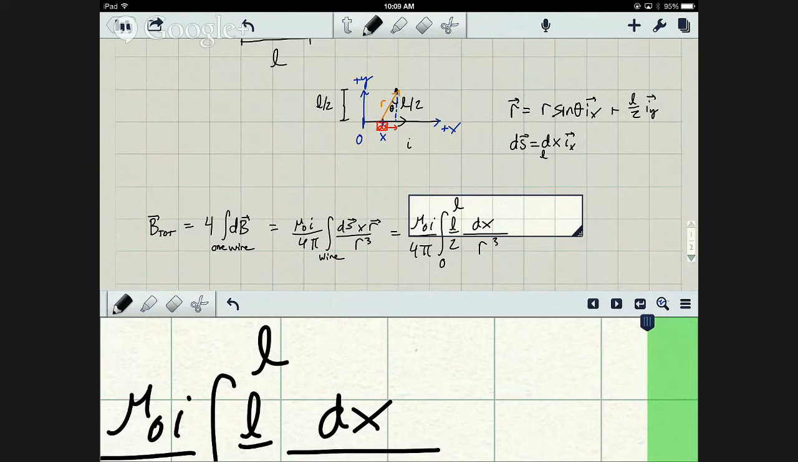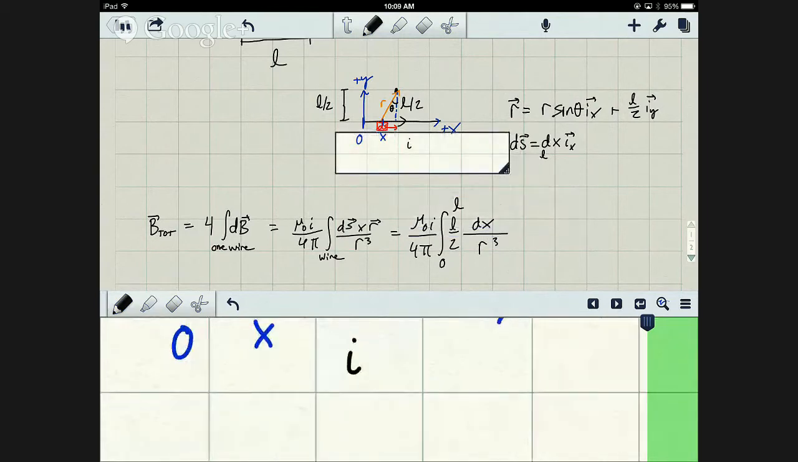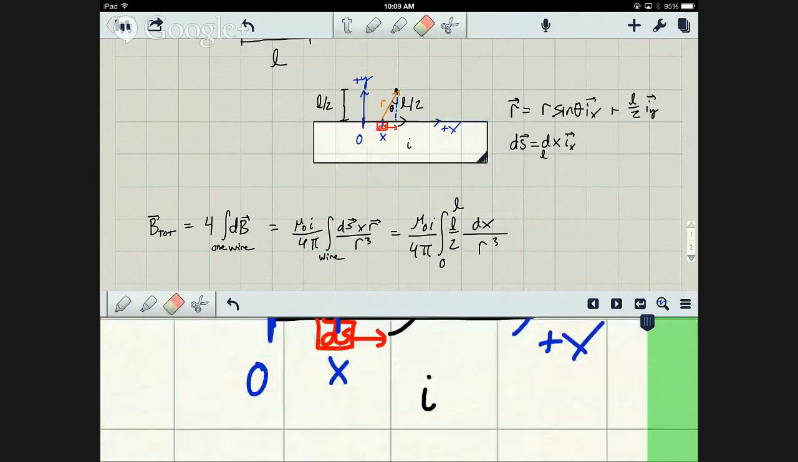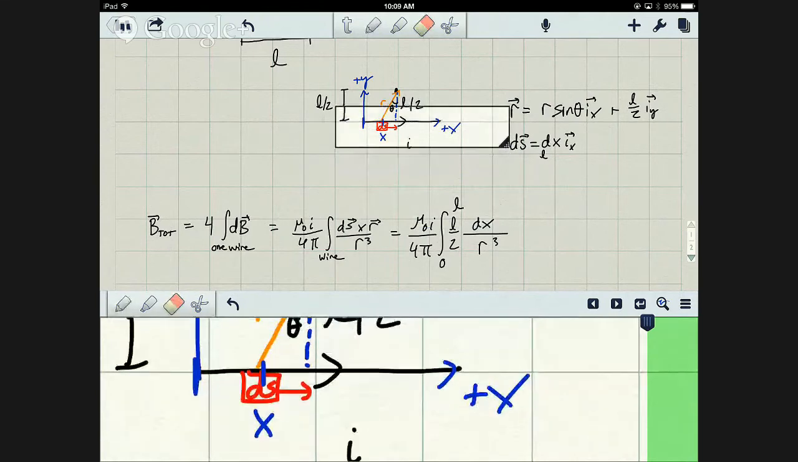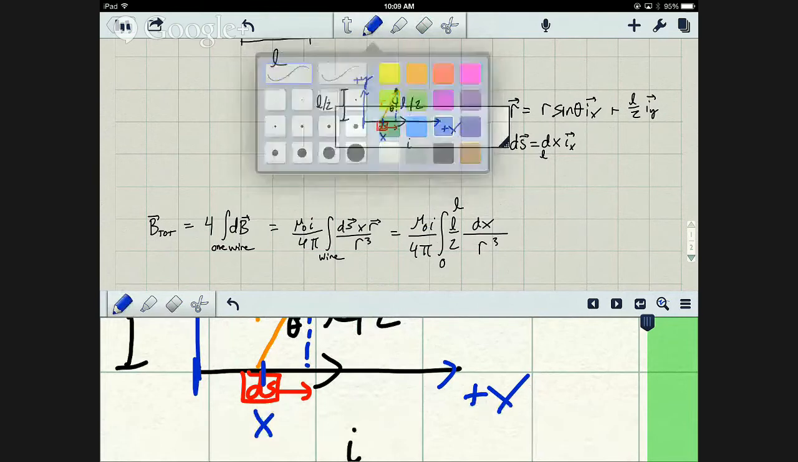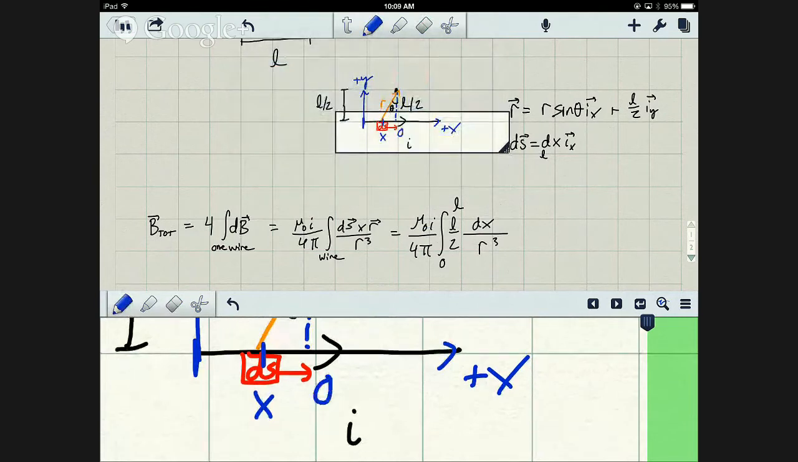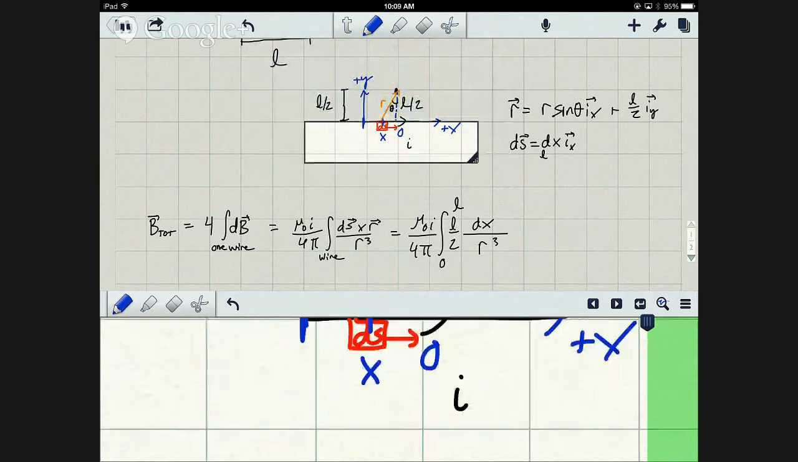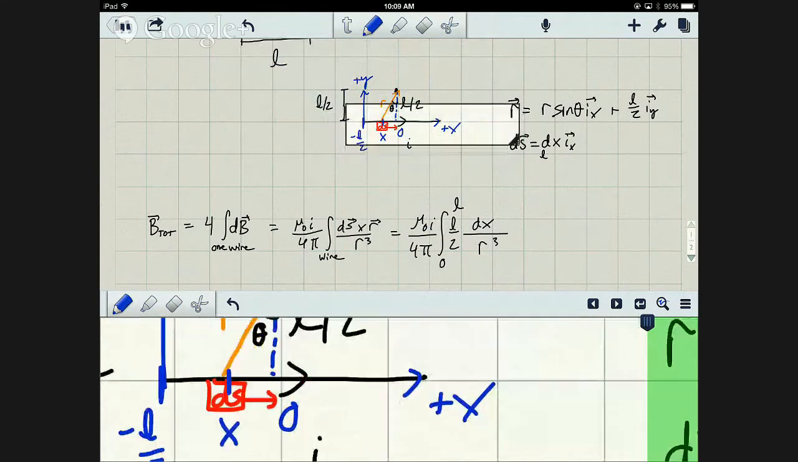My coordinate system isn't really accommodating for this. It's probably better to, instead of calling this 0, call 0 right here at the center, x equal to 0 at the center. So this is negative L over 2 here, and this is L over 2 over here. So the length of this is L over 2.